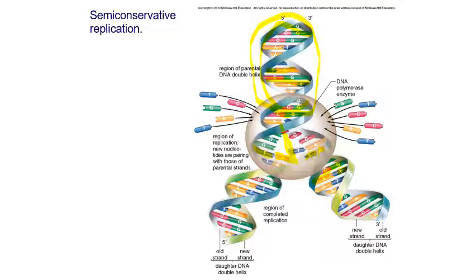So we separate the molecule with DNA helicase. We add our new complementary base pairs with DNA polymerase 3. And then once we've got those molecules built up, we use DNA ligase to make sure it's all stitched together as one continuous molecule.